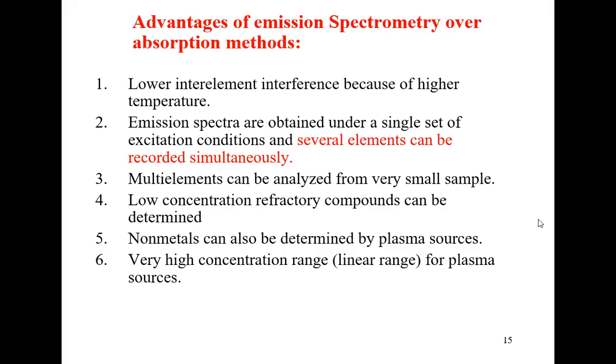Now, you can see low concentration refractory compounds can be determined. We gave examples last time in AA of calcium hydroxide species and some spectral line interferences. So there are lower interelemental interferences because of a higher temperature. Then we say non-metals can be determined by plasma sources. Very high concentration range. The dynamic range is very high usually, okay? So this is just a reminder of what we talked about here.